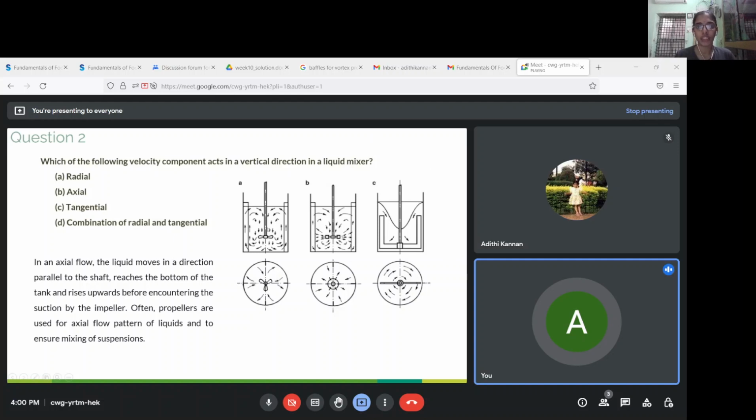A is again axial, B is radial, and C is tangential. The answer to this question is option B. The axial is the one that induces a vertical direction velocity component.